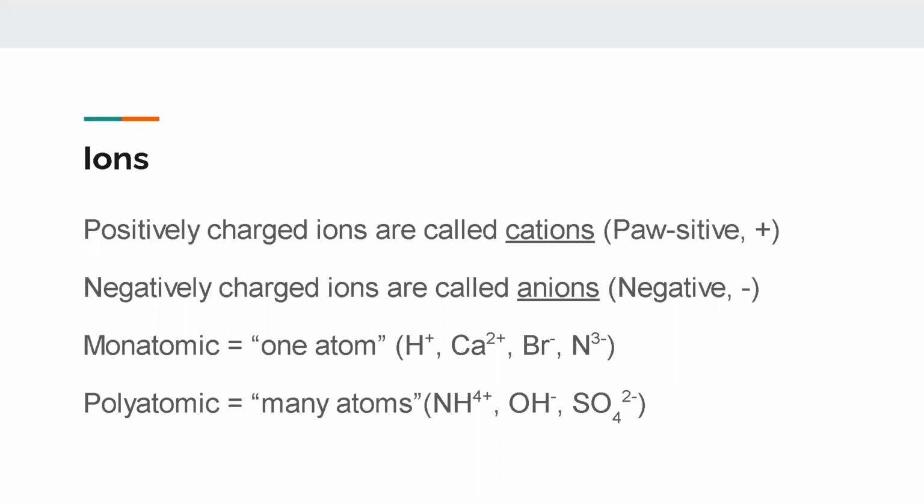Also know that monatomic means one atom, and polyatomic means many atoms, because mono means one, poly means many. So a single atom would be like H+, Ca2+, Br-, N3-, because you can see that it's only hydrogen, only calcium, only bromine, only nitrogen. But polyatomic could be like NH4+, because it's nitrogen and hydrogen in one thing. OH- is oxygen and hydrogen together. SO4 2- is sulfur and oxygen together. So monatomic, polyatomic, cations, anions.